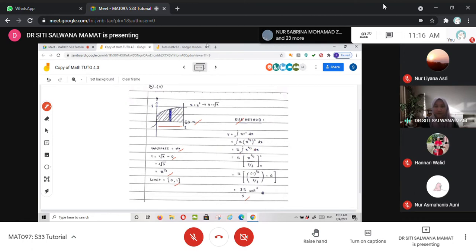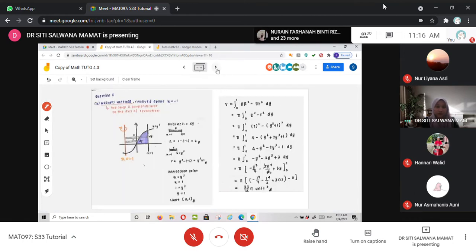Okay, so yang ni by this method. Okay, so next using Washer's method. Okay, so for this question, you need to use Washer's method, revolve about x is equal to -1, meaning that the axis of revolution is the vertical axis. So for Washer's method, the strip must be perpendicular to the axis. Therefore, the strip must be a horizontal strip.